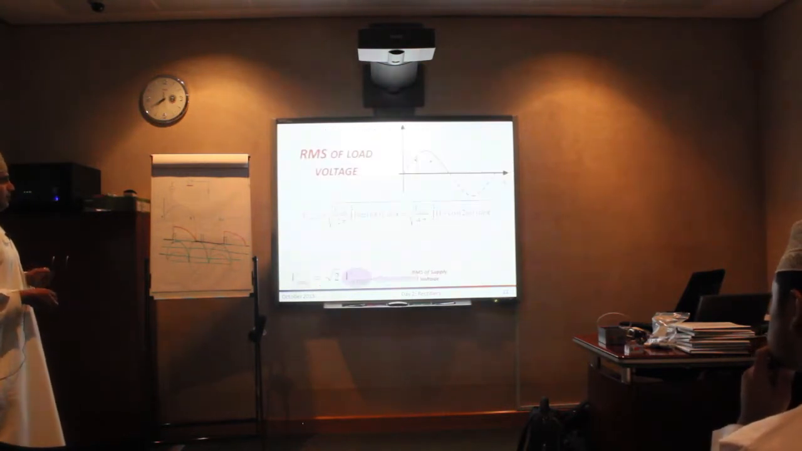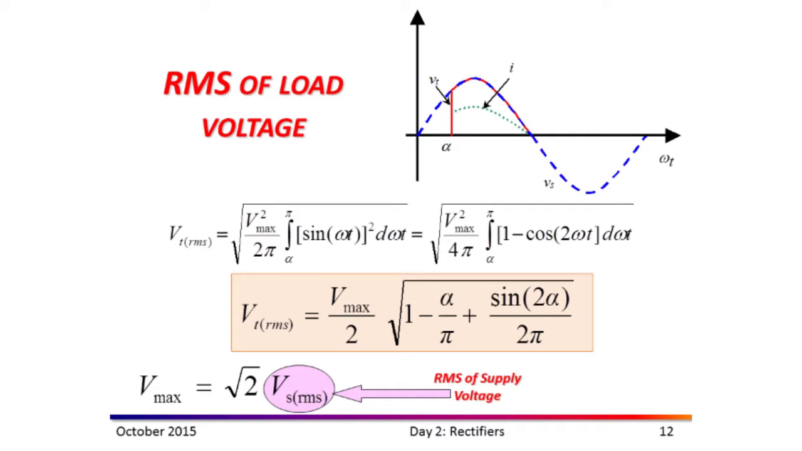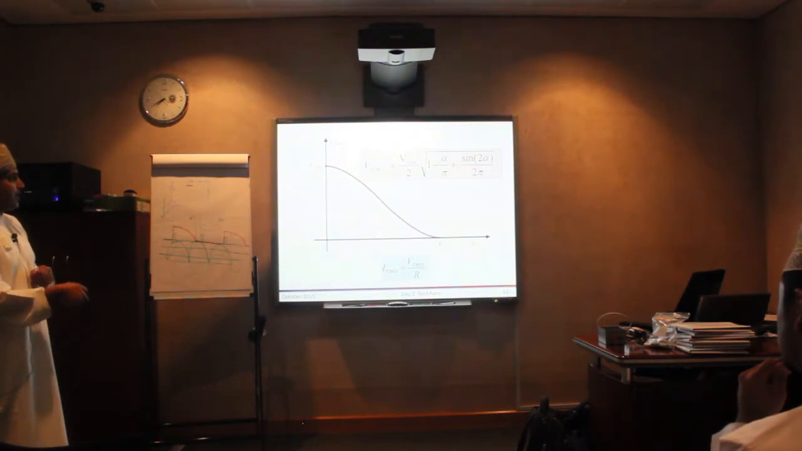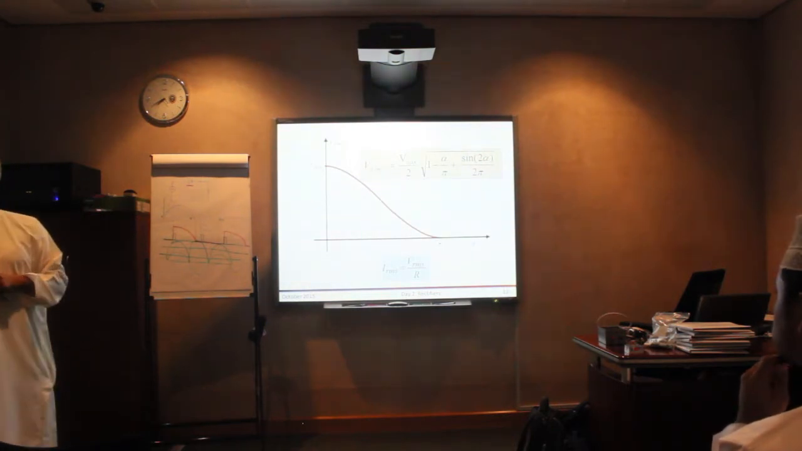So the RMS can also be obtained from that output value using integration, and you will arrive at this equation. The RMS of the half-wave rectifier equals V max over 2, times the square root of (1 minus alpha over pi, plus sine 2 alpha over 2 pi). And you can see that the RMS decreases as you increase alpha.